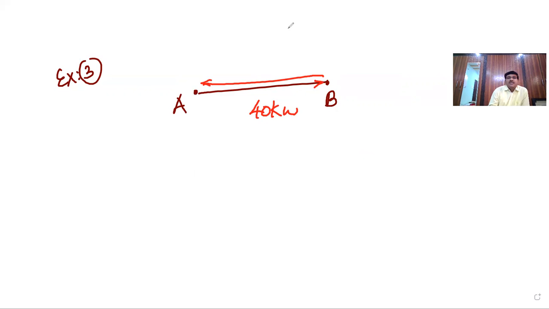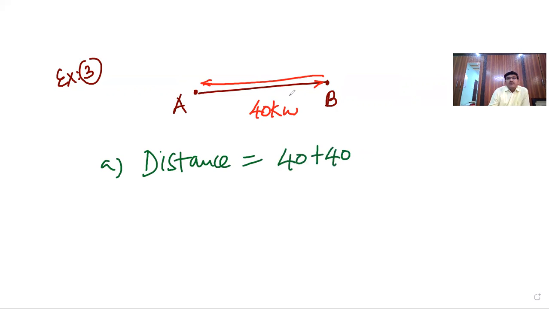Now, in this case, what is the distance we want? Distance is first initial to final 40, and reverse B to A 40. So 40 plus 40. No direction, only magnitude. 40 in this direction, again reverse. Don't think reverse means minus. No question of negatives. Only magnitude. 40, 40, 80.